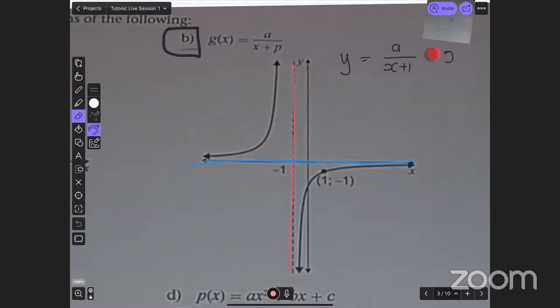Sydney, do you see that? Yes. So how can we work out a? Do you have any idea? We sub in the points as a coordinate. Do you see they gave you a point here, Sydney? Yes, I do. So you can sub in -1 equals a over 1 plus 1, which is 2. Therefore, a equals -2.